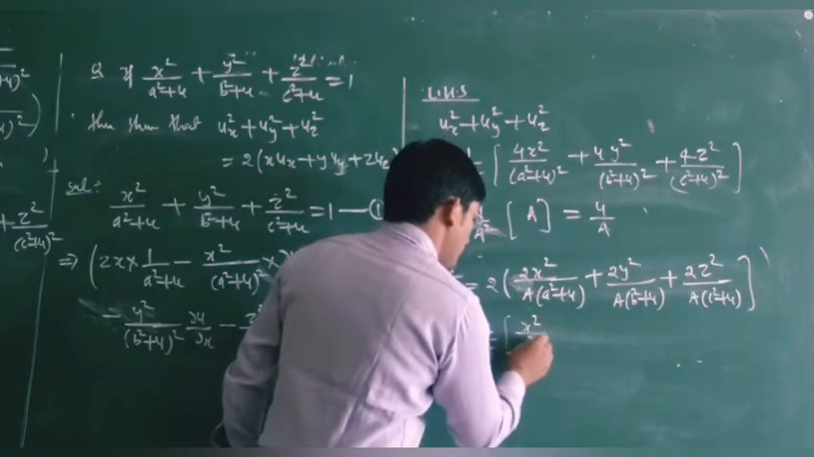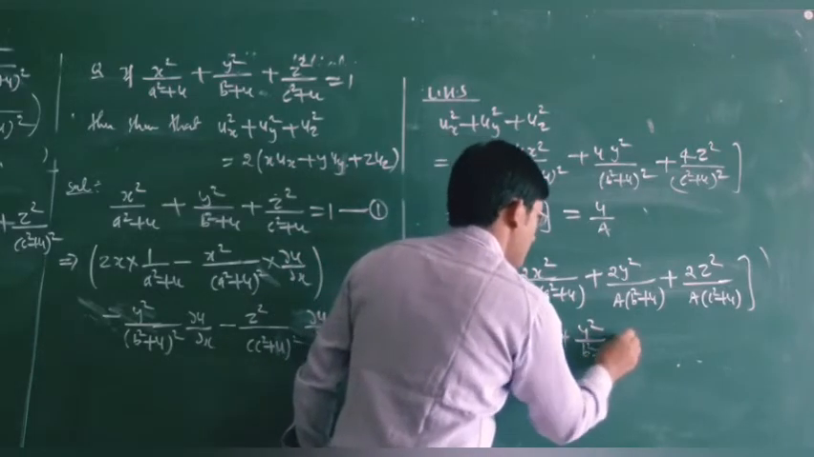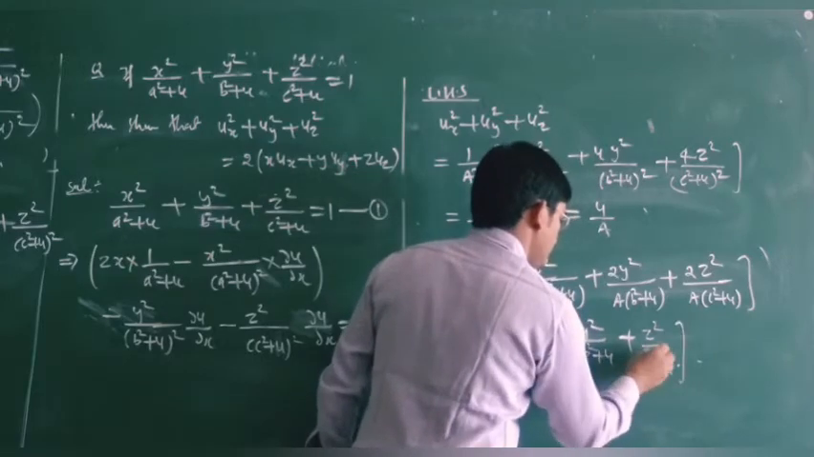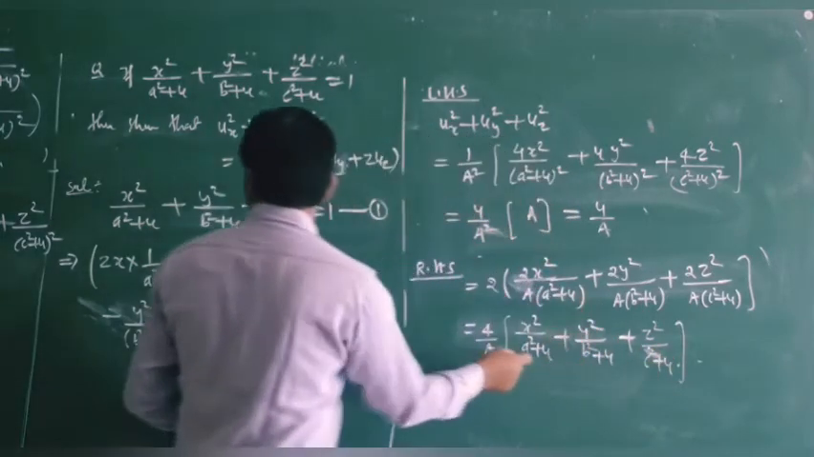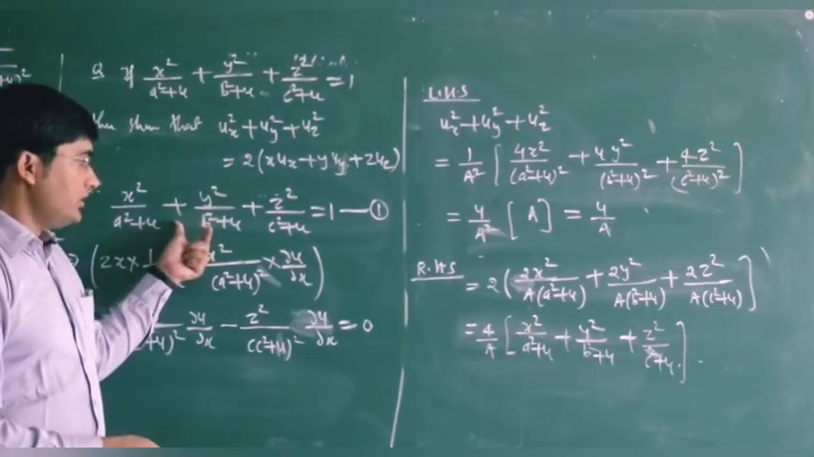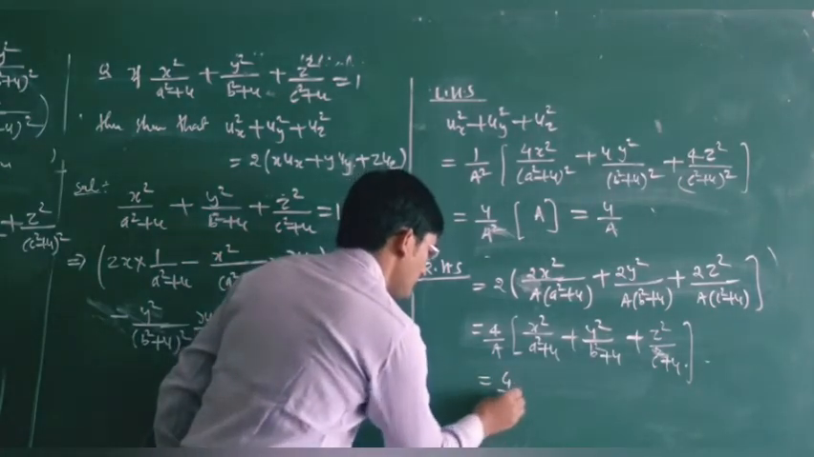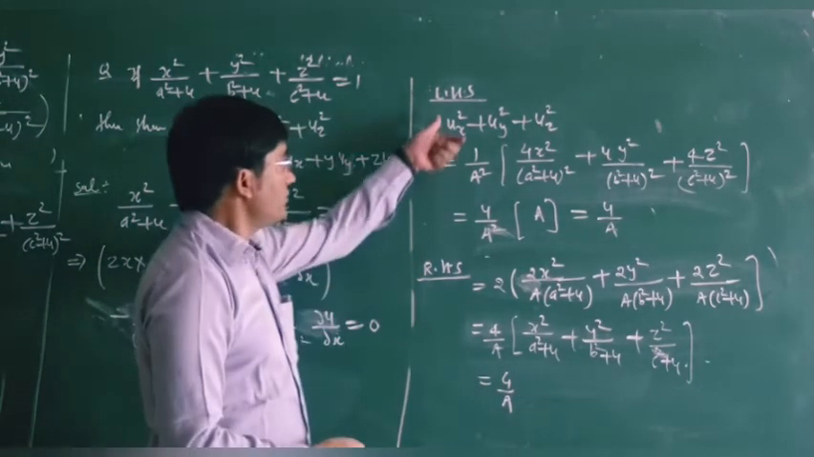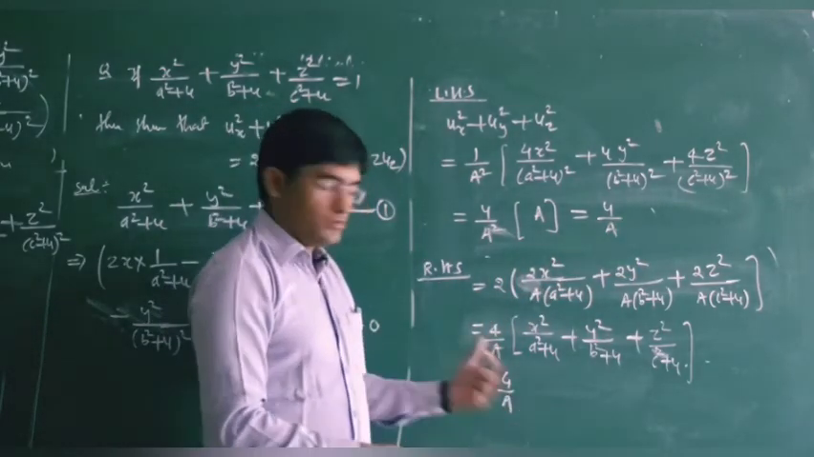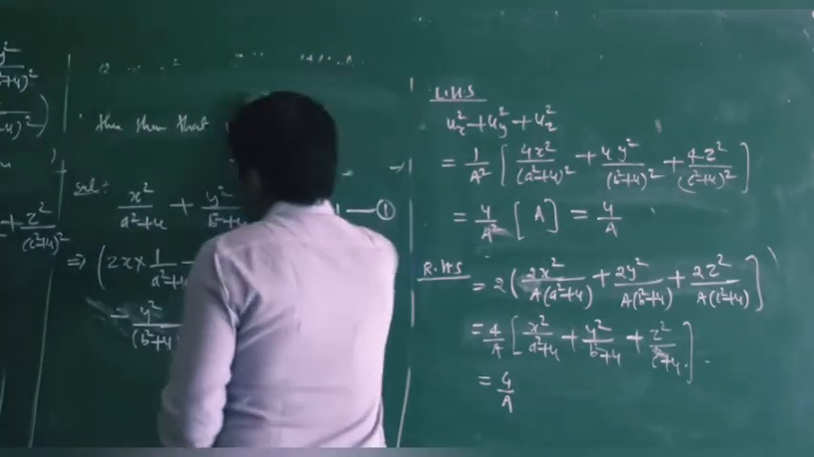Now in the bracket we have this term. Here you can see that this bracket is equal to 1 using equation number 1. So the value of this bracket is 1, so we have 4/A. So you can see that your left hand side is 4/A, and your right hand side is 4/A. So this is the proof of the problem.